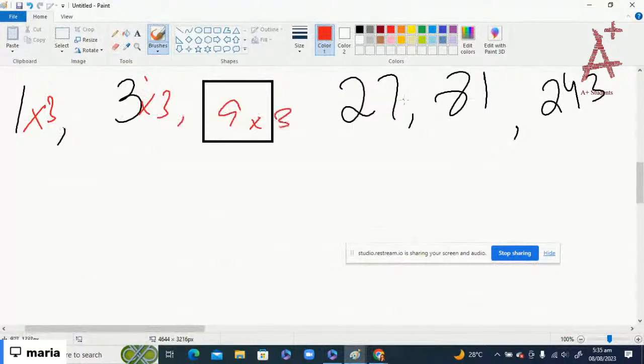9 times 3 is 27. 27 times 3 is 81. 81 times 3 is 243. Again, it is the table of 3. Just number 3, multiply all of it, and then we got our answer.